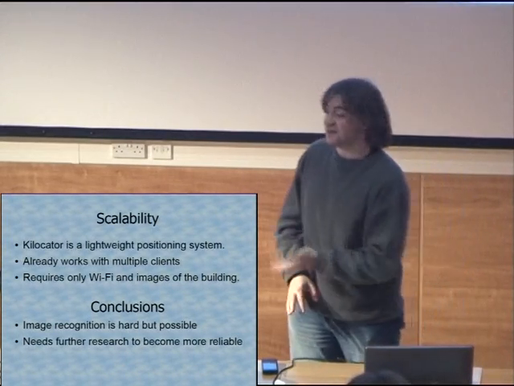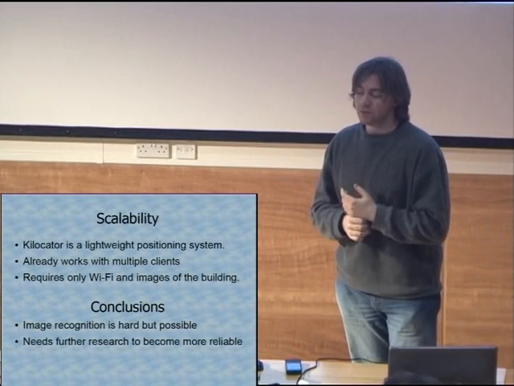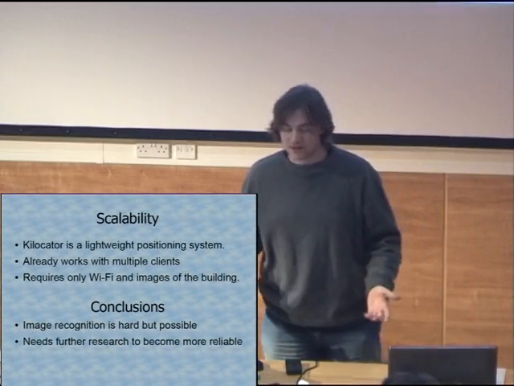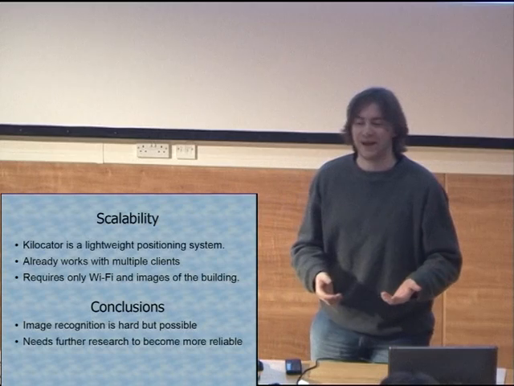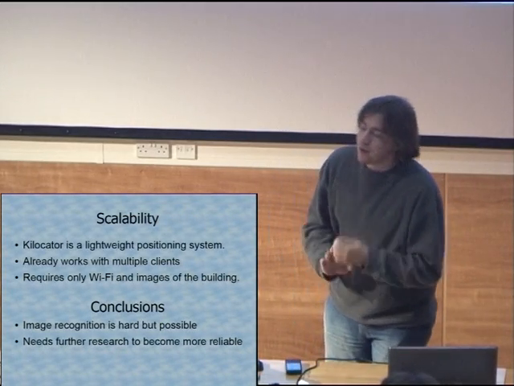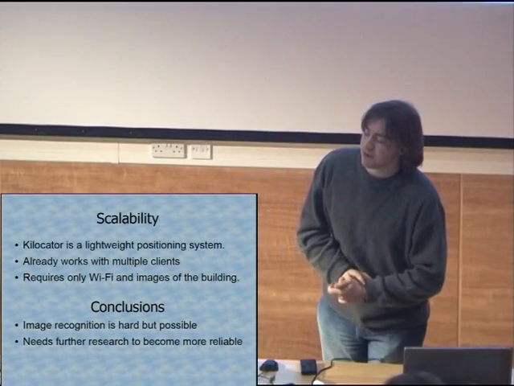The server, as it stands, already works with multiple clients at the same time, and the workload increases linearly with the number of clients and the size of the database, so it's not particularly bad in that regard. You can throw more hardware at it, make it run faster. But back to the image recognition.